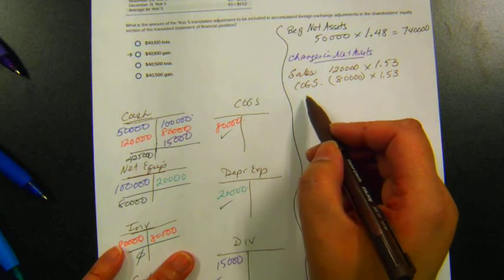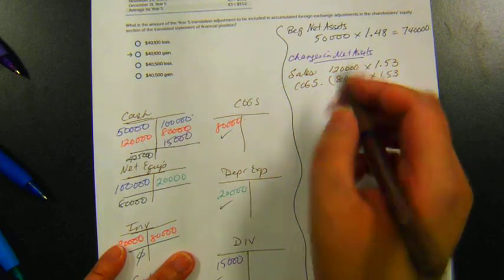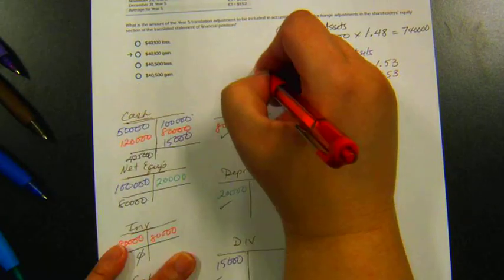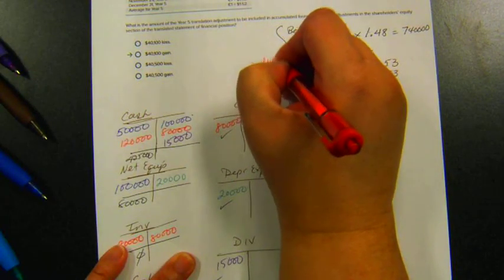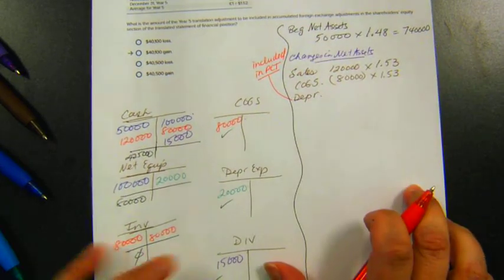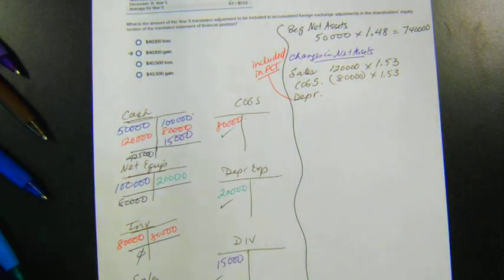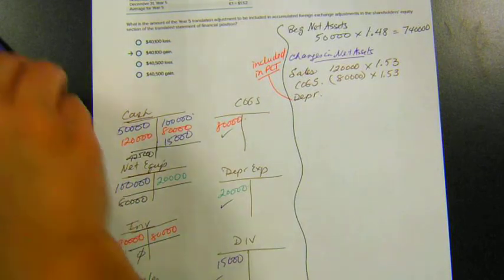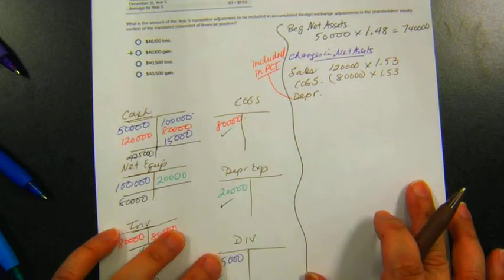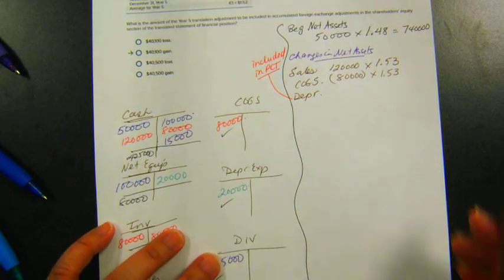Okay, then we've got depreciation. We include it in PCT. That is one big difference. The reason is it attaches to capital assets, which are included in net assets. They're non-monetary though. So depreciation was 20,000.